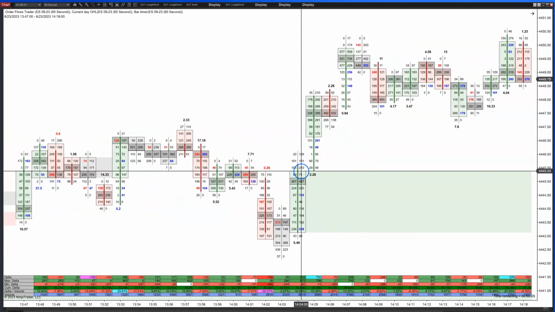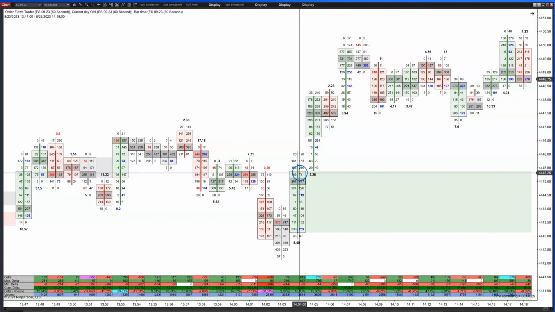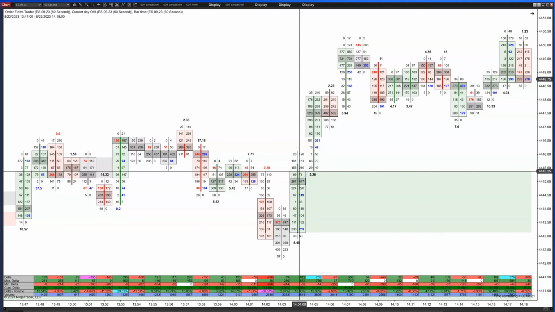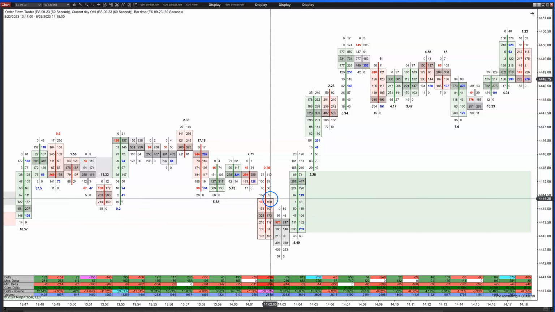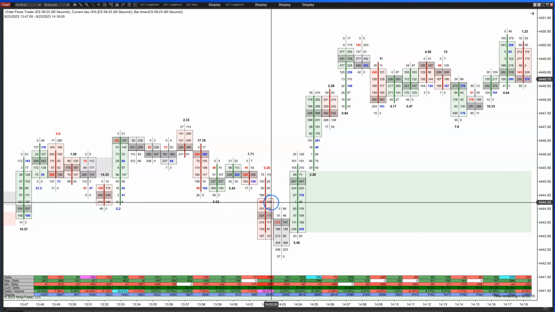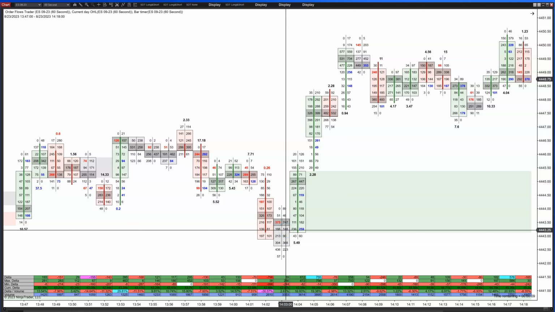You can see this green candle right in the middle, and this green area inside the candle is the value area. On a red candle, it's going to color the value area red. So on green up candles, green. On red down candles, red. On doji candles, candles that open and close at the same price, it's going to be gray.